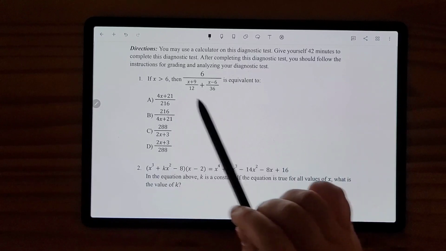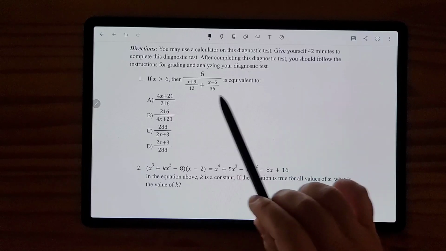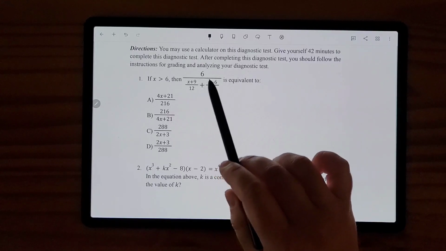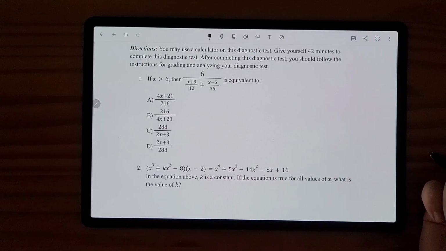For number 1, it says if x is greater than 6, then this is equivalent to. So we're trying to find an equivalent expression. Now, you'll notice that it has a bunch of fraction bars involved, and one way that we can get rid of this is by multiplying the top and the bottom by a certain number that'll get rid of those pesky denominators for us. So let's think, what number can do that?